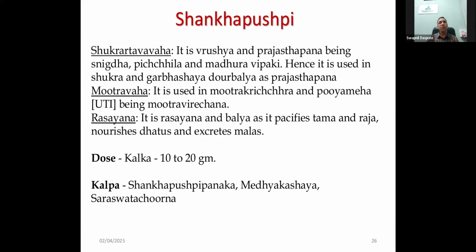And Saraswata Churna. Now this is a combination of herbs. Churna is a powdered yog. Now this you can call it as yog. Saraswata Churna is a combination which has Shankapushpi as one of the ingredients.